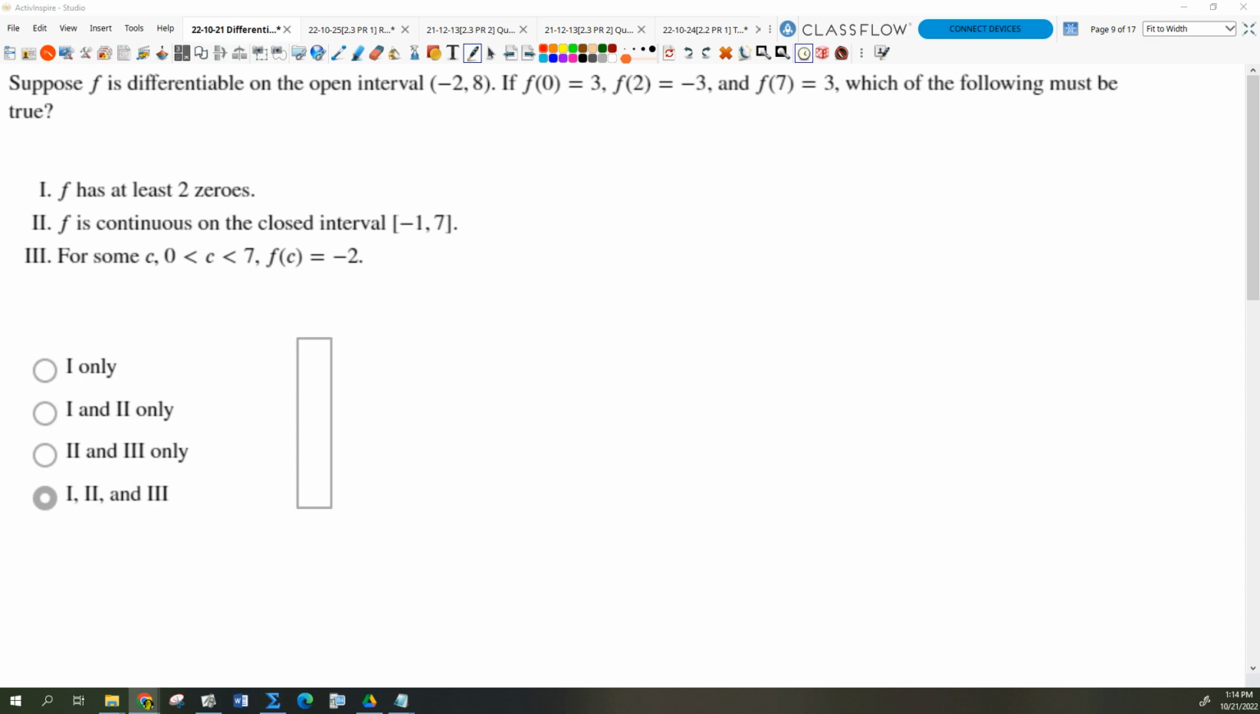Okay. And then how about this last one? For some c between 0 and 7, f of c equals -2. Well, if you just look at between 0 and 7, it says 3 and 3. So that doesn't guarantee anything, right? However, we know that at 2, the value of the function is -3. So we know that between 2 and 7, the function has to pass through the intermediate value of -2. So therefore, if it happens between 2 and 7, it necessarily has to happen between 0 and 7, right?